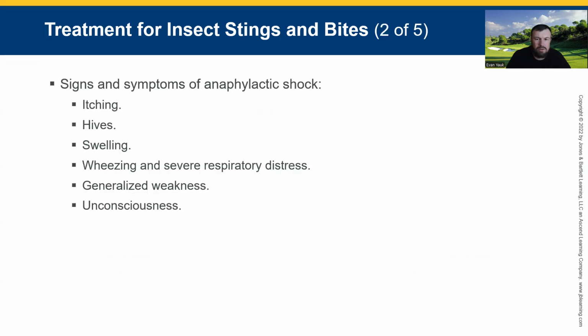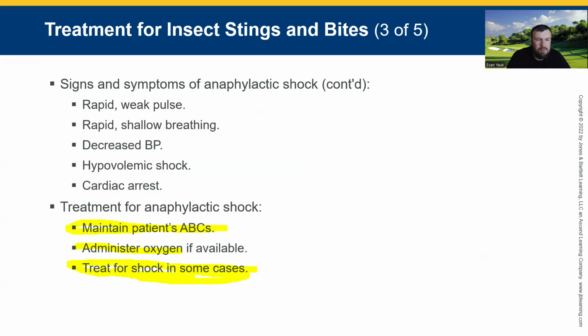We're treating for shock. If they have an auto injector EpiPen, we can go ahead and give that auto injector. Let's see, signs and symptoms. So once again, rapid weak pulse, rapid shallow breathing, decreased blood pressure, hypovolemic shock, or cardiac arrest can happen. Treatment: ABCs, administer oxygen when we can, and let's treat for shock.